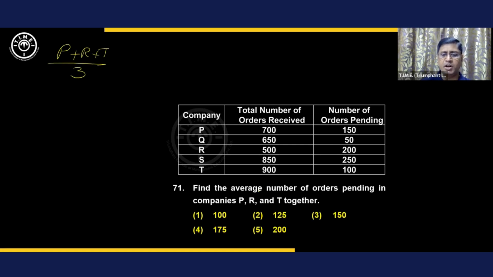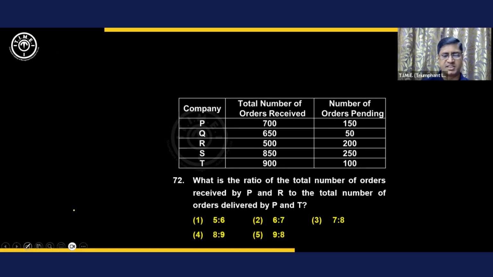So what to find? Average. So how many are pending in P? 150. R, how many? 200. What about T? It is 100. 100 plus 200 is 300. 300 plus 150 is 450. 450 by 3 is 150. Right choice, option number 3. Third choice is the right answer. Now look at the next example.